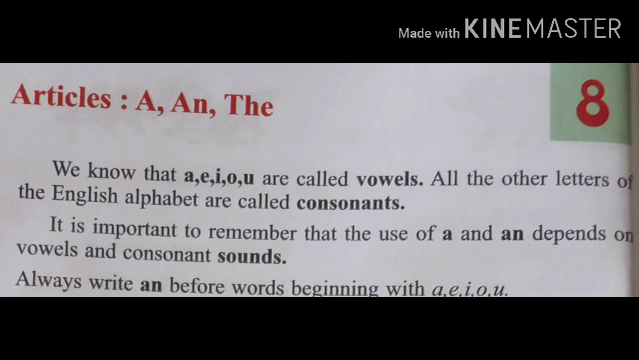We know that A, E, I, O, U are called vowels. All the other letters of the English alphabet are called consonants. Yes, my dear students, A, E, I, O, U are 5 vowels and the rest of the 21 letters of the English alphabet are called consonants. So, it is important to remember that the use of a and an depends on vowel and consonant sound. Always write an before words beginning with A, E, I, O, U.